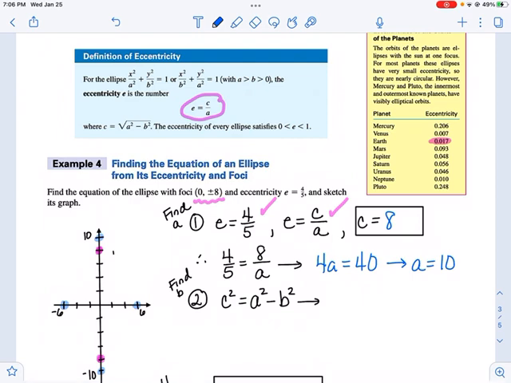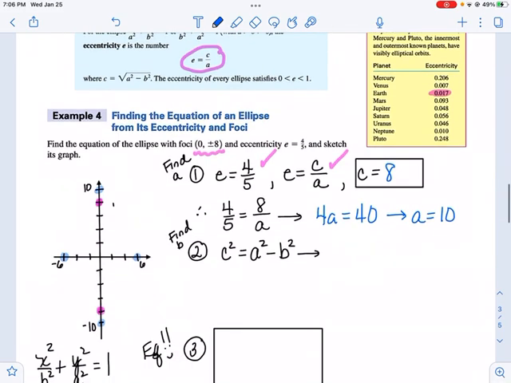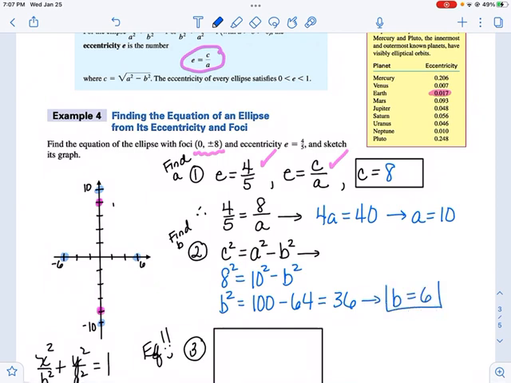And now remember what you're going to do. You want to find the equation of the ellipse here, so you need A squared and B squared for that. We start off like this: C squared is 8 squared, and now we know that A is 10, so we have 10 squared here. We want a minus, and we want to find B squared, so I can flip it. B squared is then equal to 100 minus 64, which is equal to 36. So B squared is equal to 36, and then B is just plain old 6.